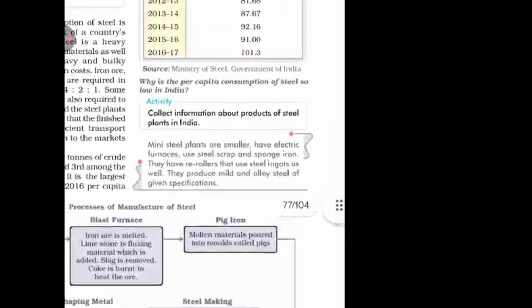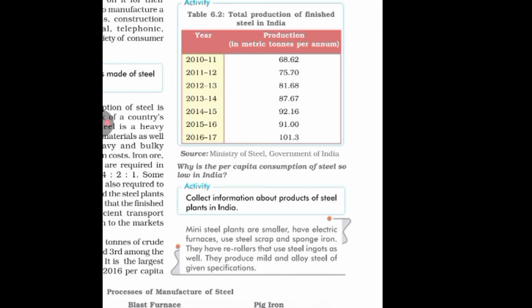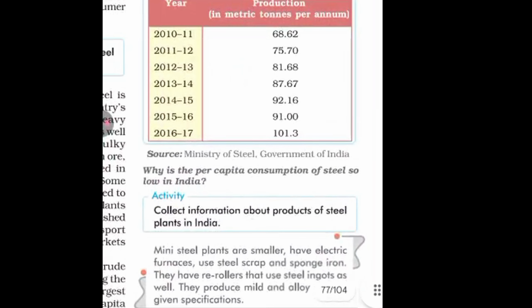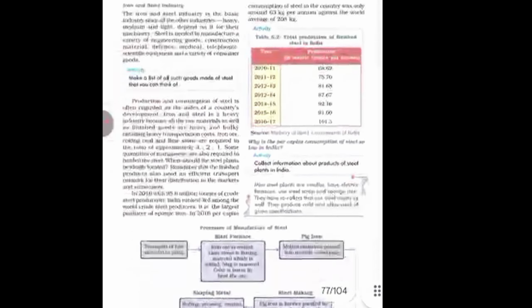Now, most of the iron and steel industries use coking coal, but there are many steel plants which use electric furnaces. They use steel scrap and sponge iron. They have re-rollers which use steel ingots as well. They produce mild steel and alloy steel of given specifications.